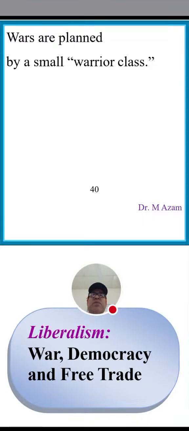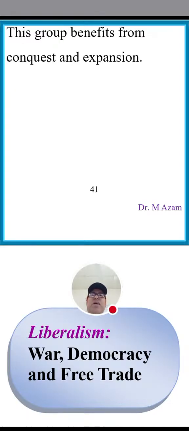Wars are planned by a small warrior class. It starts the wars. Common citizens, ordinary people, do not want war. They do not start wars. This group benefits from conquest and expansion. Conquest means victory, okay? Conquering the territories of others, occupying the territories of others, that is conquest. This small group, these governments, they benefit from conquest, they benefit from expansion.